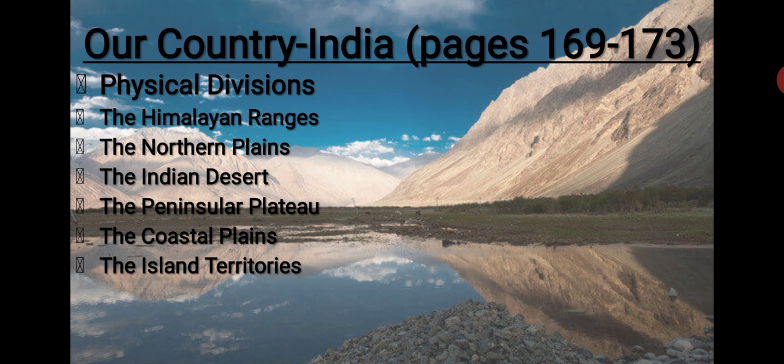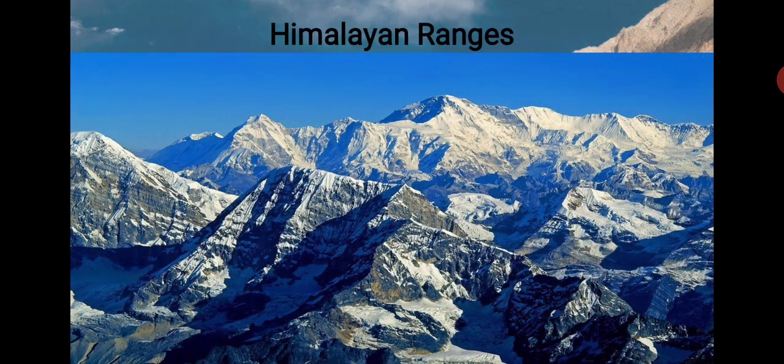So, the major physical divisions of India are the Himalayan ranges, the northern plains, the Indian desert, the peninsular plateau, the coastal plains, and the island territories. Now you can see the Himalayan ranges.